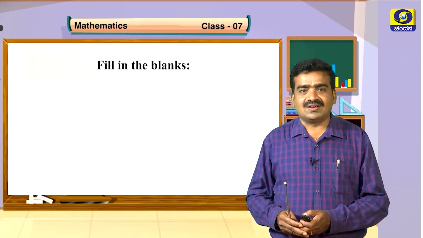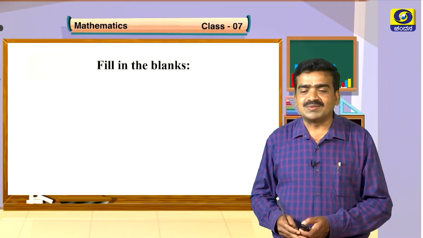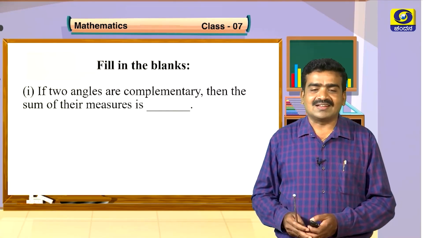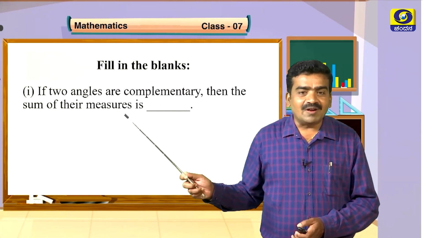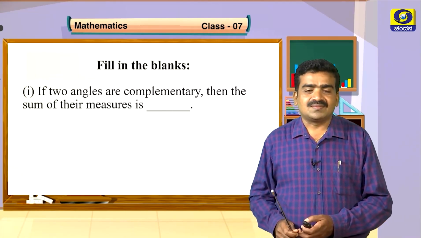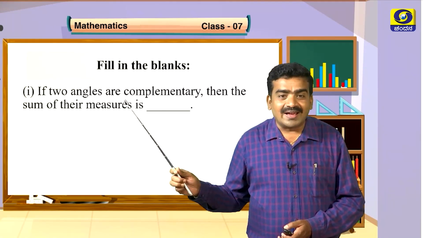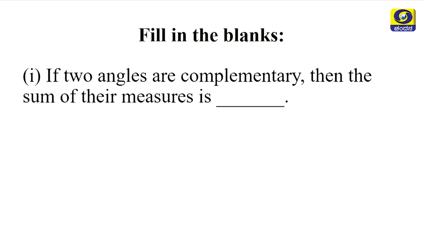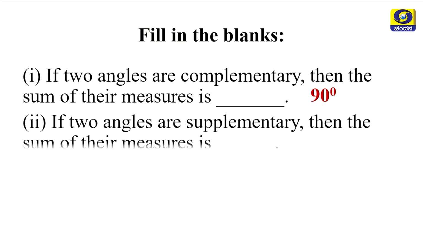Now, let us try to fill the blanks given in the question by recalling the concepts we have learned today. If two angles are complementary, then the sum of their measures is, what is the measure of complementary angles? You are exactly correct, the measure is 90 degree. Now, come to the second question. If two angles are supplementary, then the sum of their measure is, what is the sum of the measure of supplementary angles? You are exactly correct, it is 180 degree.